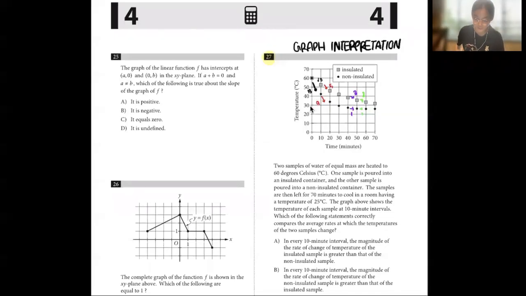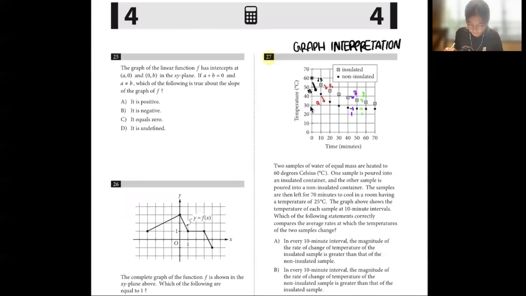Practice test 2, calculator section, question 27. This question is a graph interpretation question. As you can see, you're given a graph and you need to interpret the information given. So there's insulated and non-insulated written here, but we don't know what it's talking about. So let's read the description.